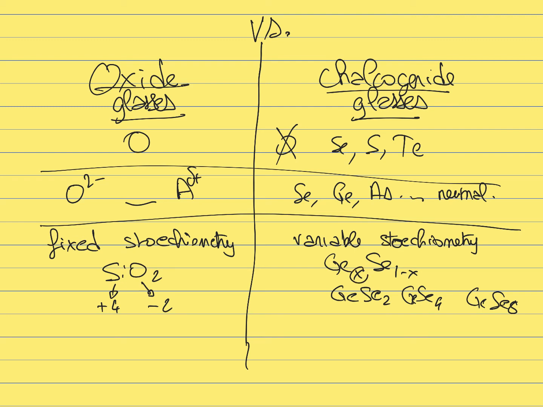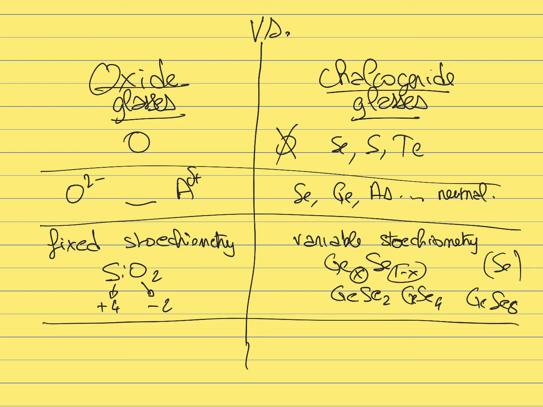You can have any fraction x of germanium and the rest being selenium. Or you can also have pure selenium with x equals 0. All of those stoichiometries are possible because, again, there is no charge, so the system is always neutral, whatever the stoichiometry is.